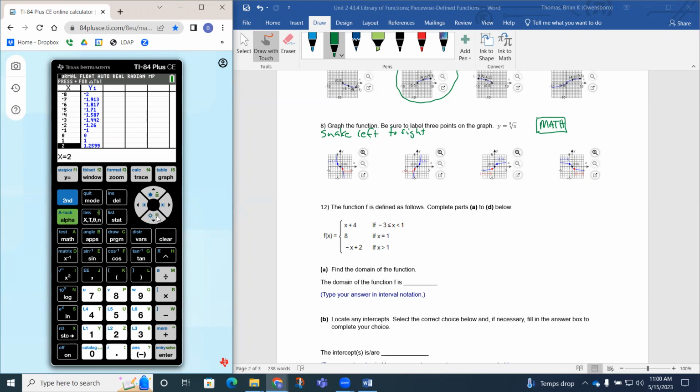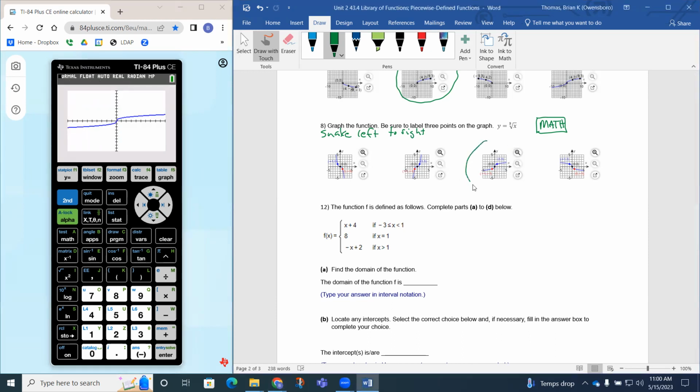0, 0, 1, 1, and notice that there's this 8, 2 as well. So notice how we do have some origin symmetry going on here as well. So it looks like this graph here is modeling it the best based on what I'm seeing here. If I go back to my graph, this one here looks like that's the best match for us.